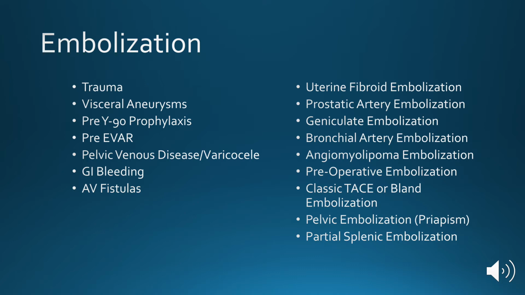Then there's a whole host of other indications such as uterine fibroid embolization, PAE, geniculate embolization, bronchial artery embolization for hemoptysis, preoperative tumor embolizations and embolization to treat angiomyolipomas. Then there's all the work we do in interventional oncology, such as radioembolization and chemoembolization. And then there's other indications like partial splenic embolization and embolization to treat priapism.